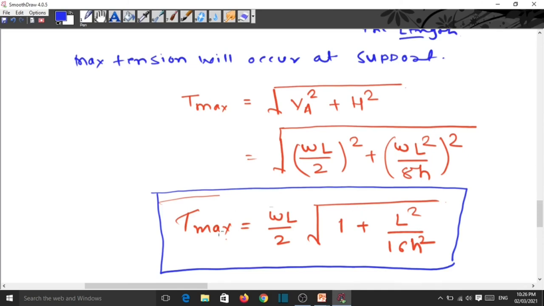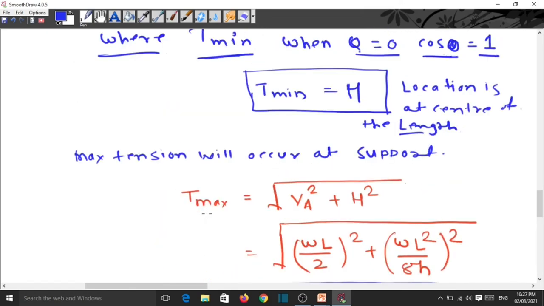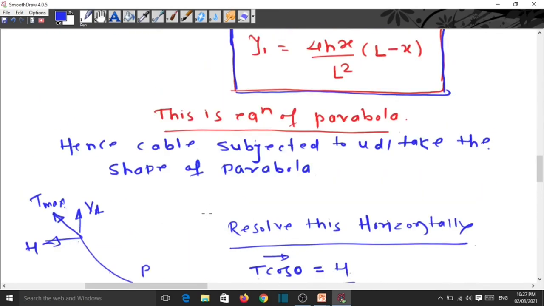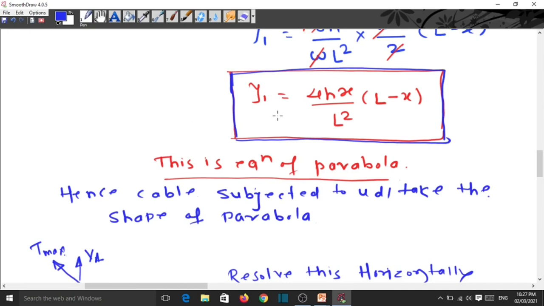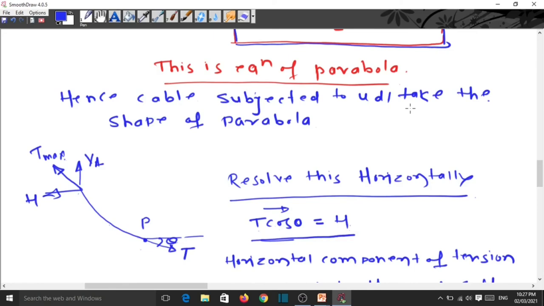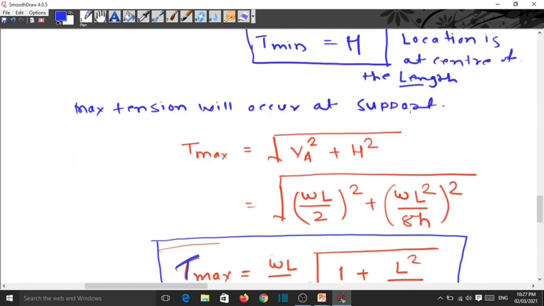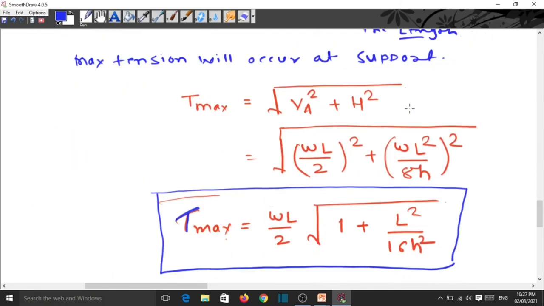So these are our calculations, that is the calculation of the support reactions and the tension in the cable, and also important is the cable profile, that is equal to 4HX by L square into the bracket L minus X. Thank you.